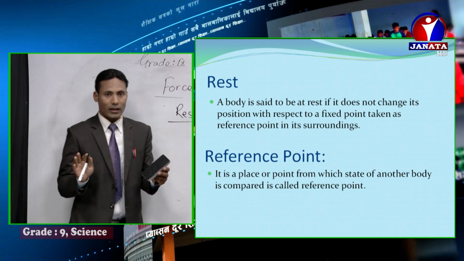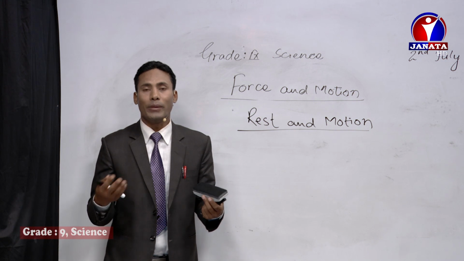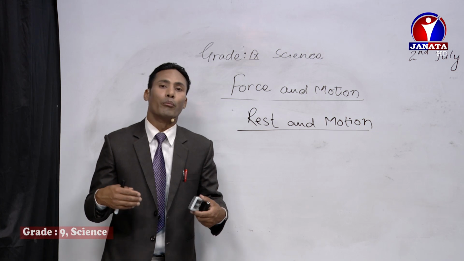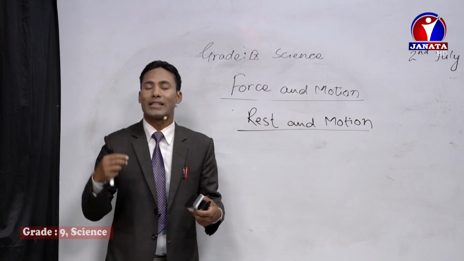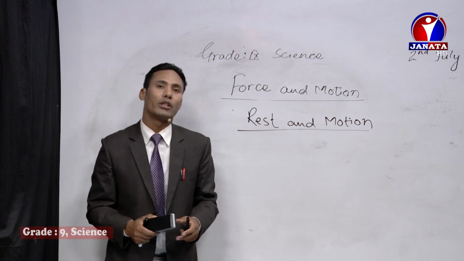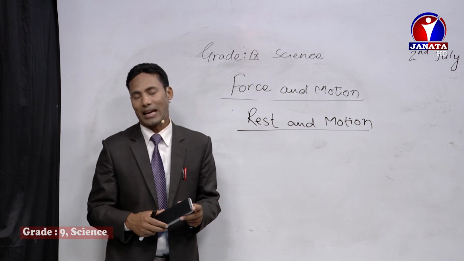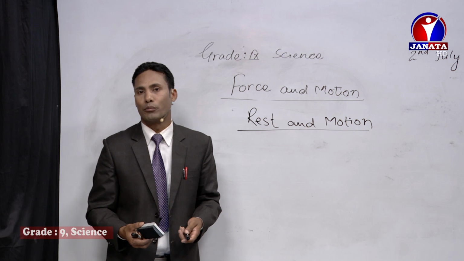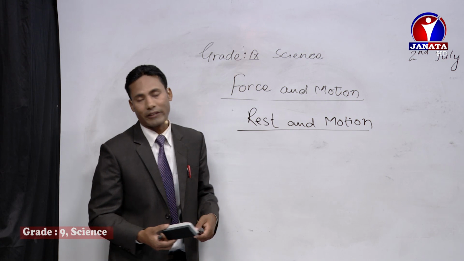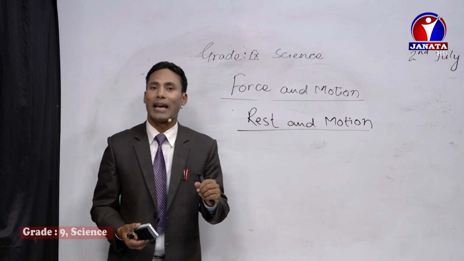For example, if I ask what is my position, then you may answer that it is at rest, right? But I may be in motion also. So for rest and motion, the reference point is compulsory. Without the reference point, we will be unable to explain the state of an object, either in rest or in motion. That's why the reference point must be there for explaining rest and motion.